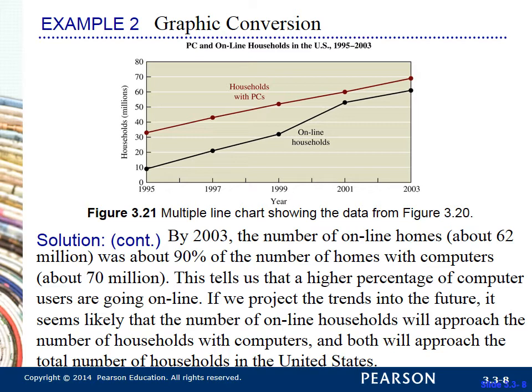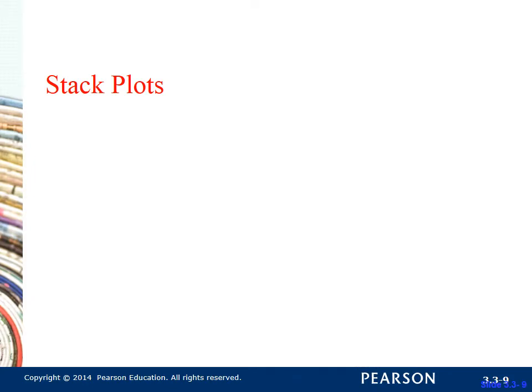So if we wanted to use this to project trends into the future, which is what statistics a lot of times is about, is to look forward, it seems likely, not definite, but likely, that the number of online households will approach the number of households, and both will approach the total number of households in the United States. So as we go on, basically it looks like the trend is if you own a computer, you will also purchase the online access.